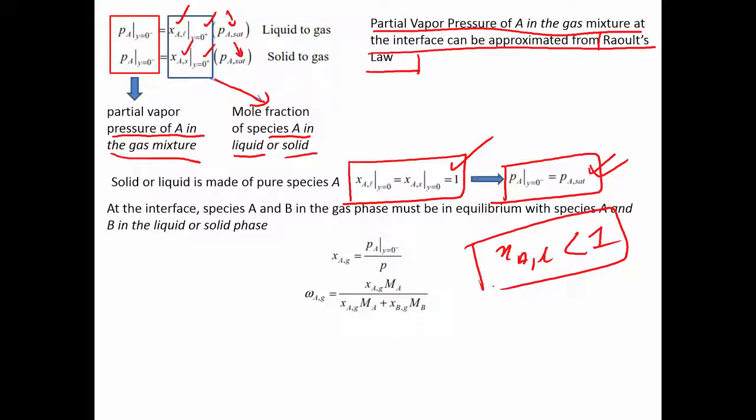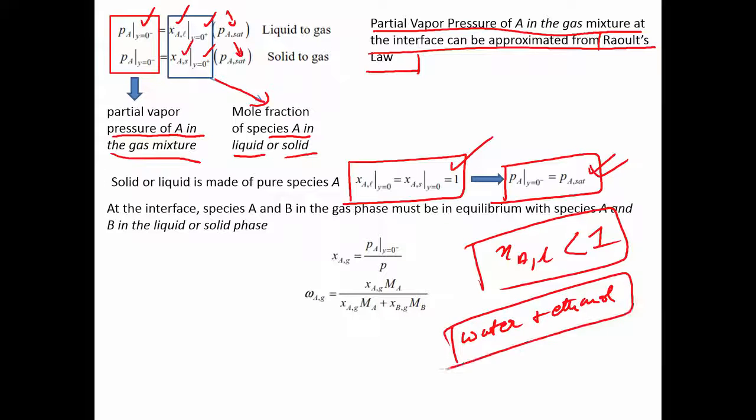Because it is always less than 1, the partial pressure of the vapor phase is actually lowered when other species are present. That means, when you are dealing with say a water plus ethanol mixture, got it, the vapor pressure of water vapor in the gas mixture at the interface will be lower than the saturation pressure, got it. Okay. It will be lower, it has to be lower.